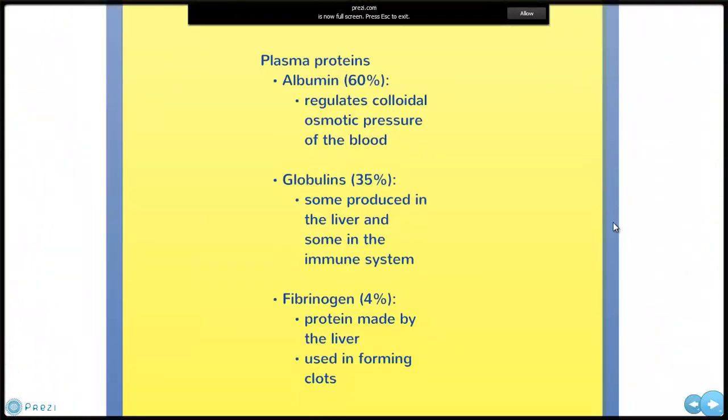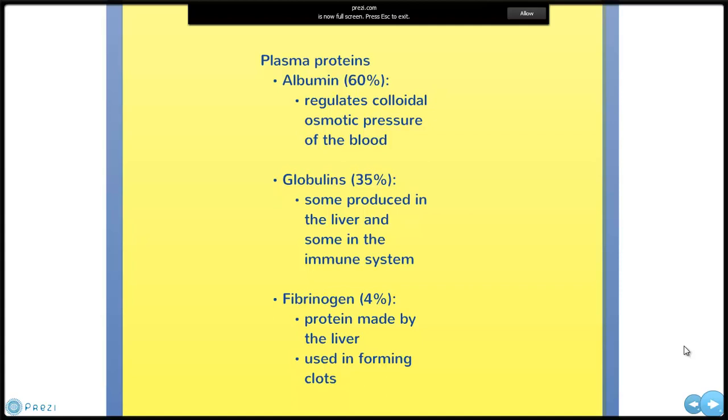Next is plasma proteins. 90% of the plasma proteins are formed in the liver, and albumin is by far the most abundant, making up 60%. Albumin regulates the colloidal osmotic pressure of the blood, and it helps patients with low albumin levels can develop lower extremity edema or third spacing fluid. The main functions of albumin are to transport fatty acids, hormones, and many medications.